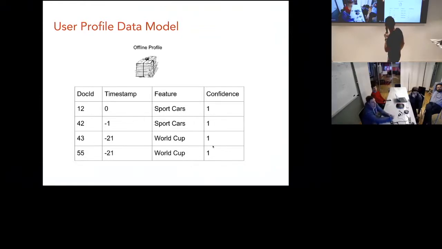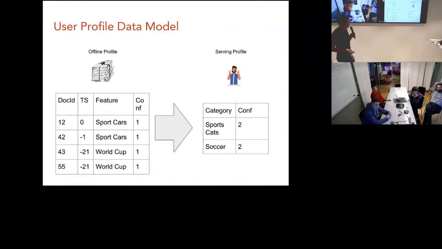World Cup. This is the offline profile, and recall that we keep it for each of our hundreds of millions of users in the system. So it's a pretty heavy process. But this offline profile technically cannot be used in the downstream task. We cannot use a collection of documents, or doc IDs, in our modeling phase, right?